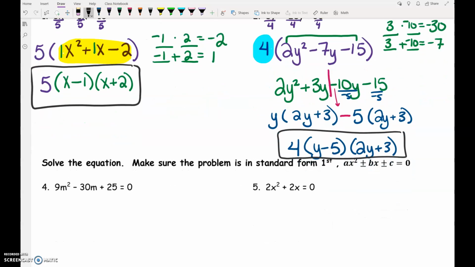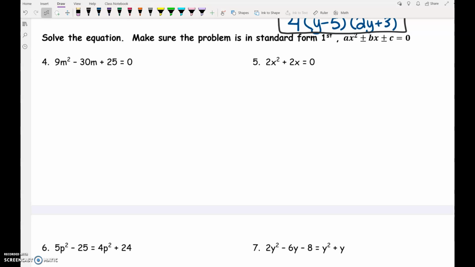Now the one piece of slightly new: we are going to solve equations using factoring. We're going to start with number 5. What do these two terms have in common? 2x. 2x squared divided by 2x would be x. 2x divided by 2x is 1. The directions do say make sure the problem is in standard form first. The really important thing there is that the equation equals 0. You want it to say equals 0 before you start factoring.